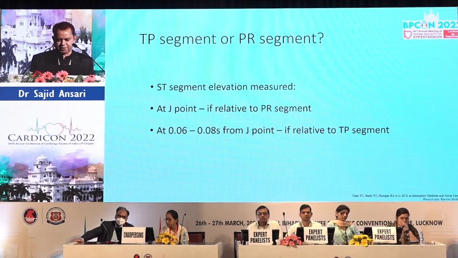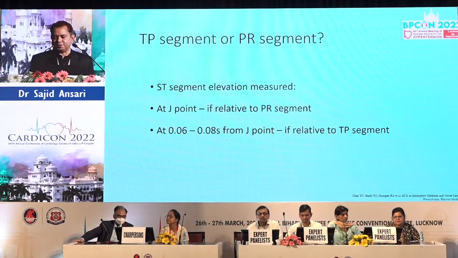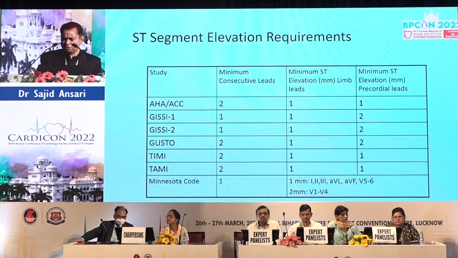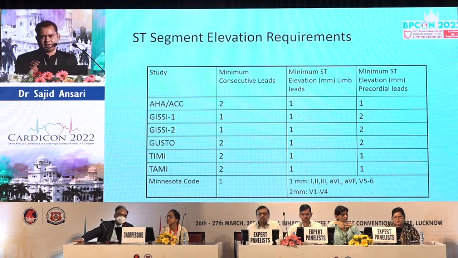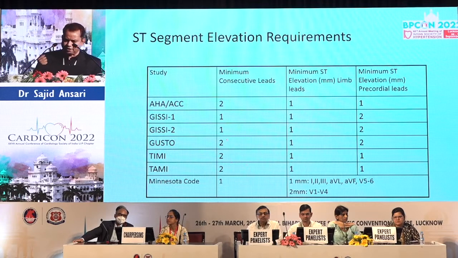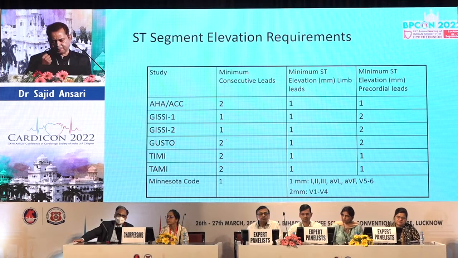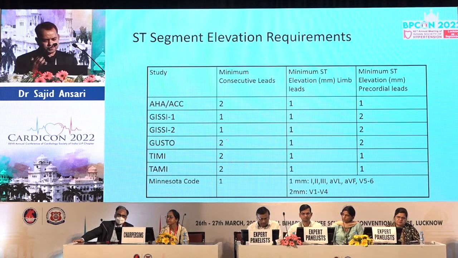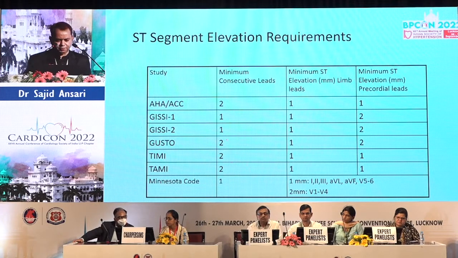Relative to the TP segment or PR segment, ST segment elevation is measured at the J point, relative to the PR segment, and at least 0.06 to 0.08 seconds from the J point if relative to the TP segment. How do we approach ST segment elevation? There are different guidelines, and roughly there is a minimum criterion of elevation of 1 mm in consecutive leads. In others, such as the Minnesota code, there is a minimum elevation of 2 mm in consecutive leads. In the same way, the minimum ST elevation in the limb leads is 1 to 2 mm.